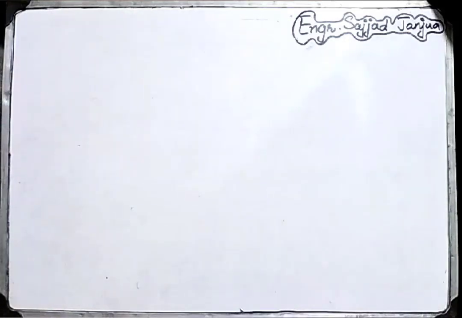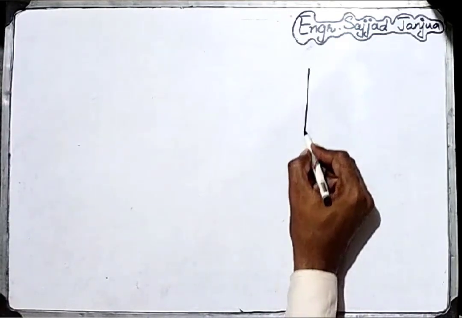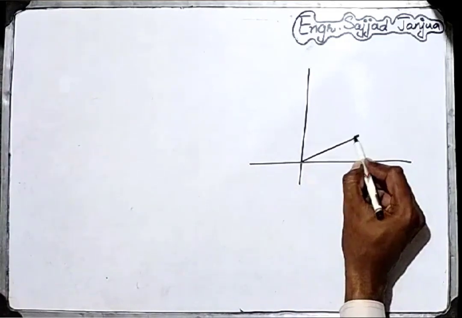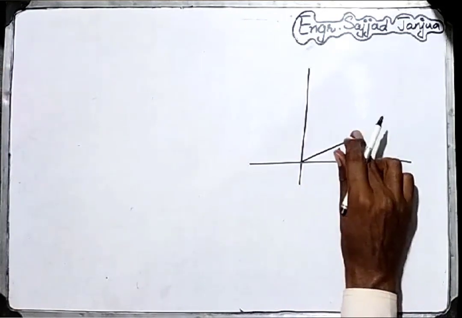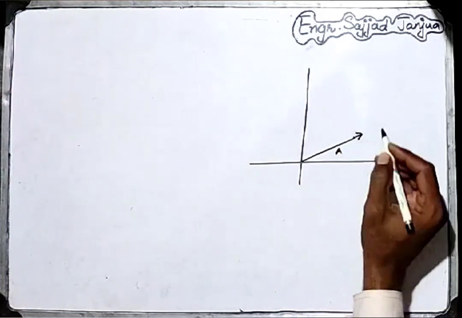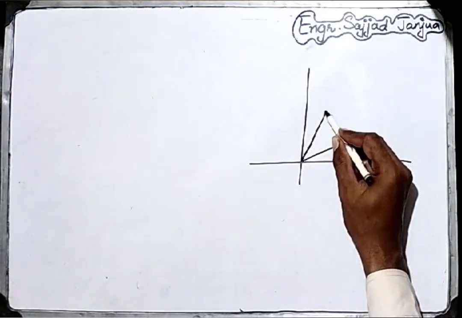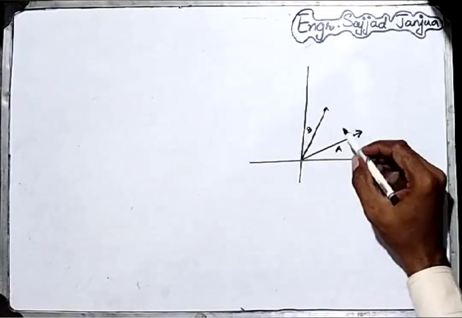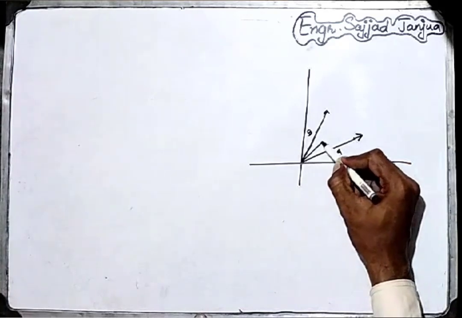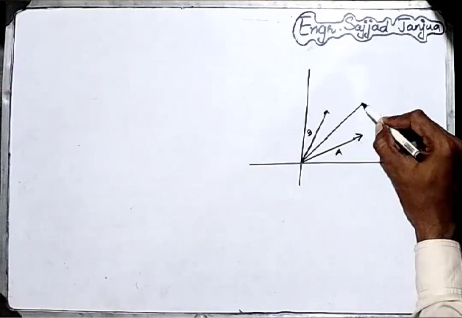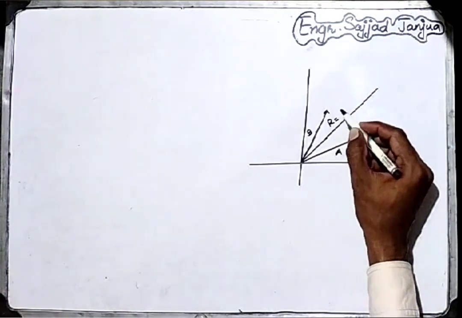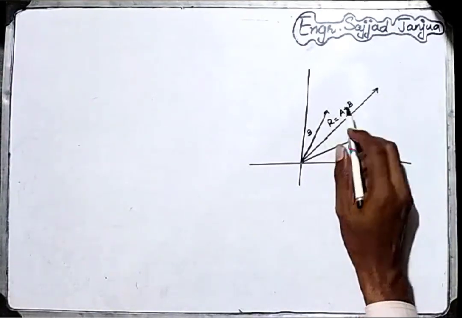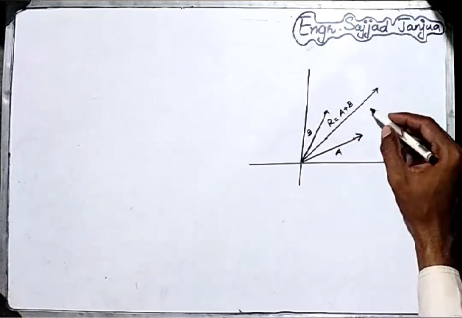So let's start. First of all, we will draw a quadrant. We have two vectors, vector A and the other one is vector B. We have a resultant vector which is R, and this R will be equal to the sum of A and B. Now we can draw the projection of vector B here. So we will add vectors A and B by using the head to tail rule.